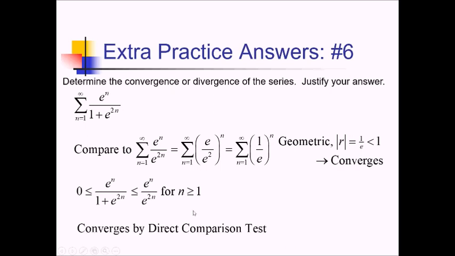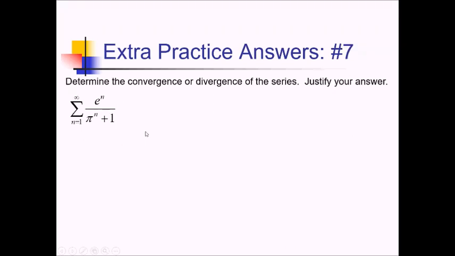For this problem, to figure out convergence or divergence, I notice here that I've got something that's almost an exponential series, almost a geometric series. We have an exponential upstairs and downstairs. The only thing that's preventing us from using the geometric series test is this plus 1. But when you think about it, that really shouldn't make a huge difference. So I'm going to compare this to the series e to the n over pi to the n, which I can just take an n out of that and call e over pi to the n.